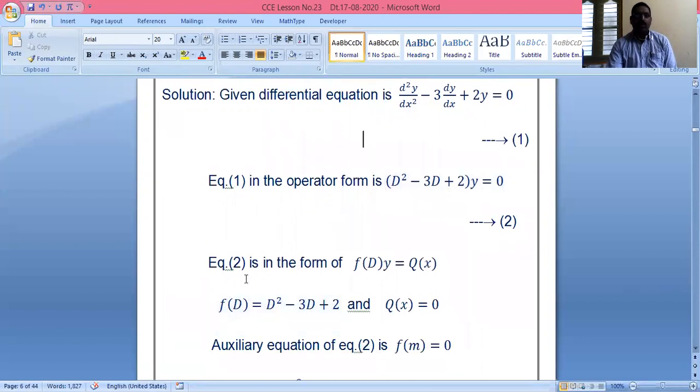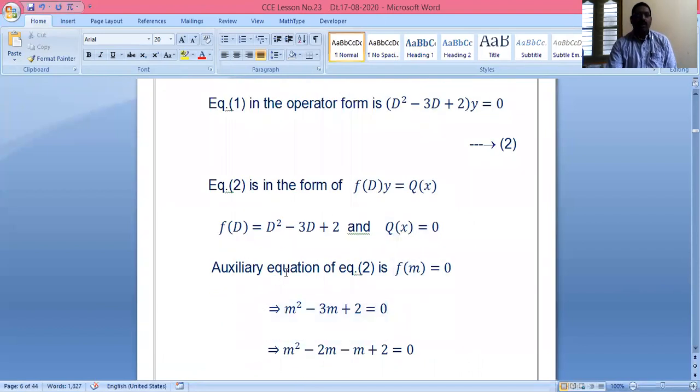Now equation 2 is in the form of f of D into y is equal to Q of x. Here f of D is equal to D square minus 3D plus 2 and Q of x is equal to 0. Auxiliary equation of equation 2 is f of m is equal to 0. That implies m square minus 3m plus 2 is equal to 0.